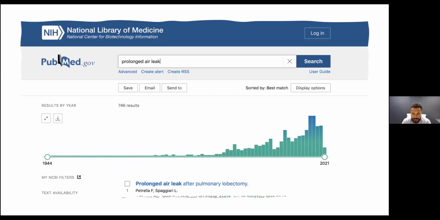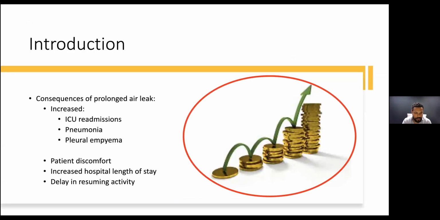So it has already been said a lot of times and extensively discussed. I think that air leak is something really interesting for thoracic surgeons, which is reflected by this webinar, and by the increased number of publications on this subject in the last decades. So, as you know, there are consequences of prolonged air leak, which are increased ICU readmissions, pneumonia, pleural empyema, of course the patient discomfort linked to the drainage, an increased hospital length of stay, and a delay in resuming activity, leading to an increased cost.